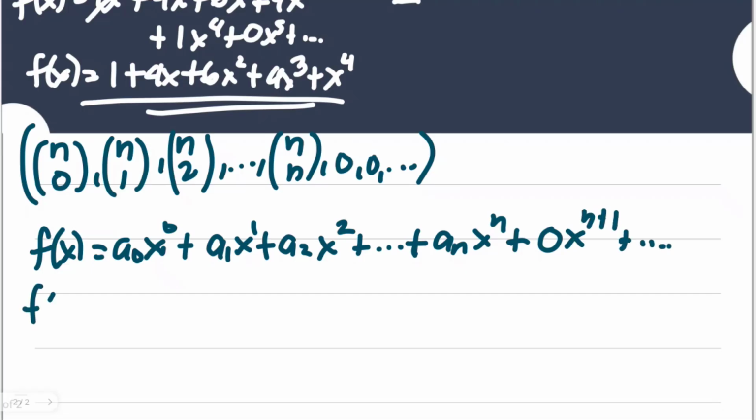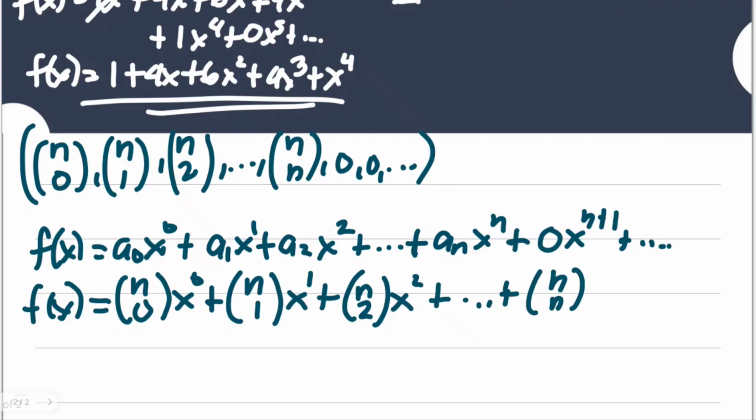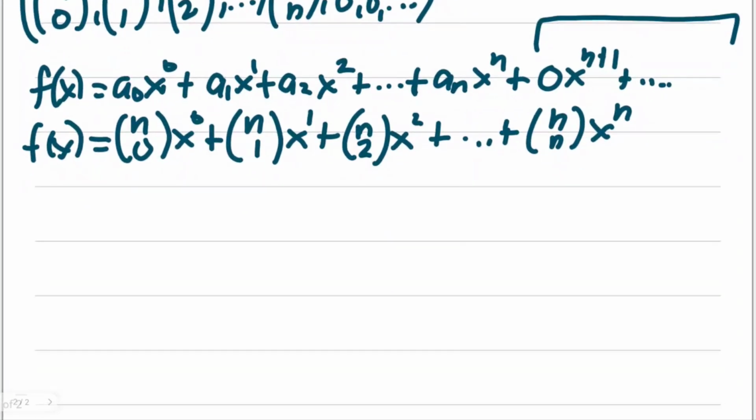So by substitution, you will actually get n combination 0 of x to the power of 0 plus n combination 1 of x to the power of 1 plus n combination 2 of x squared plus dot dot dot until you reach n combination n x to the power of n, and of course everything here will be zeros all throughout. So with this now, what would be the actual value here? Since we don't know what n is, let's look into this perspective. How do we attack this kind of problem?